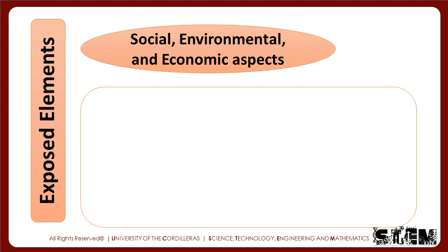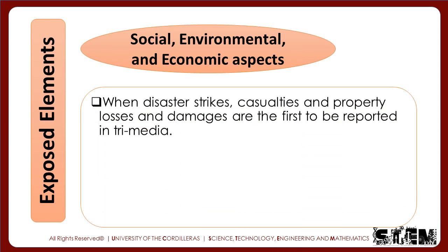Moving on, we also have here exposed elements, which usually fall under social, environmental, and economic aspects. When disaster strikes, casualties and property losses and damages are the first to be reported in the media. This is correct because whenever there are accidents, what is being reported is how many people died, how many houses were destroyed, and so on and so forth.